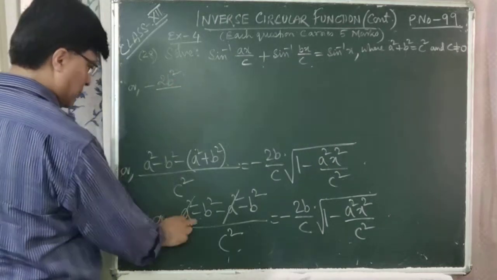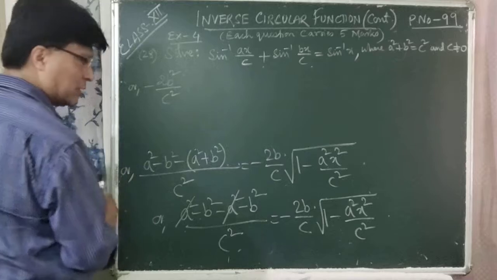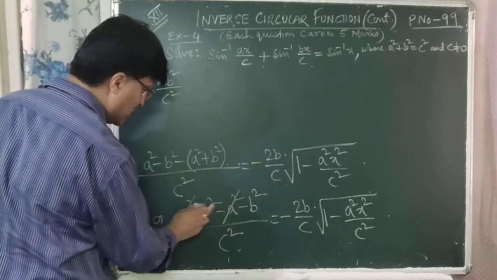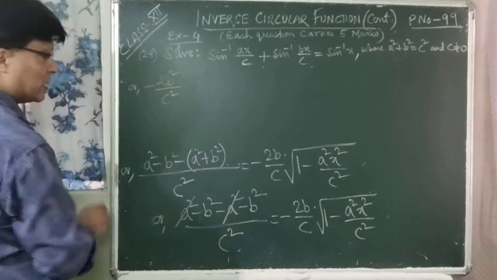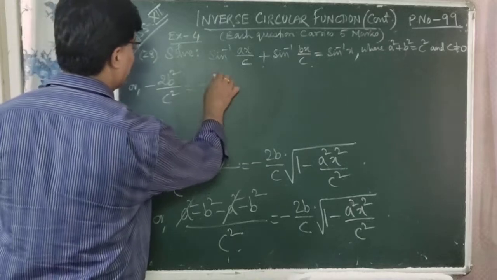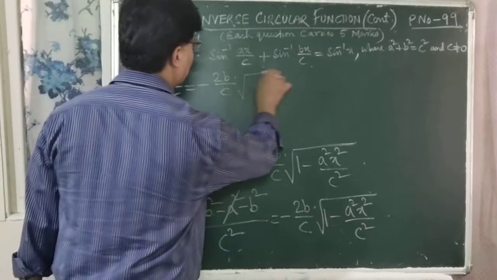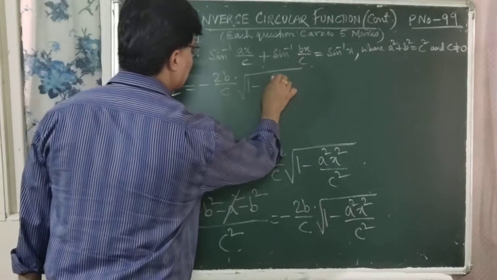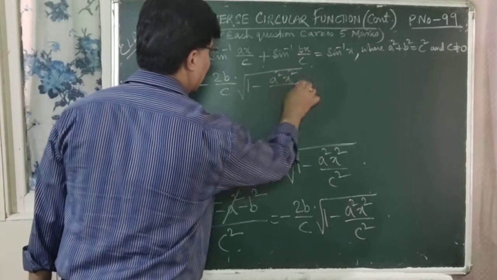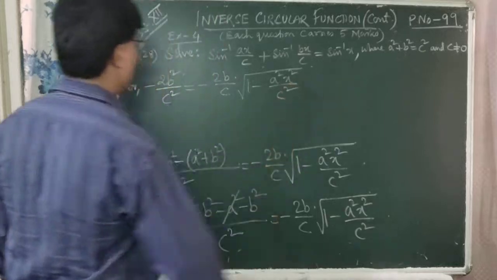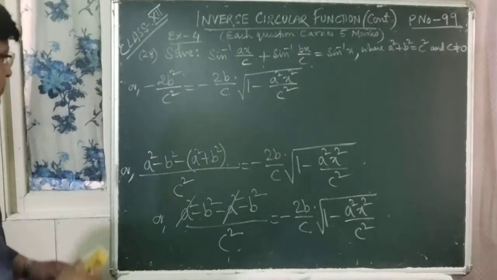Minus 2b square divided by c square. Minus into plus is minus. So minus b square, same sign, you have to add them. Is equal to minus 2b by c and root on the, so this is 1 minus a square x square divided by c square. Is that clear?